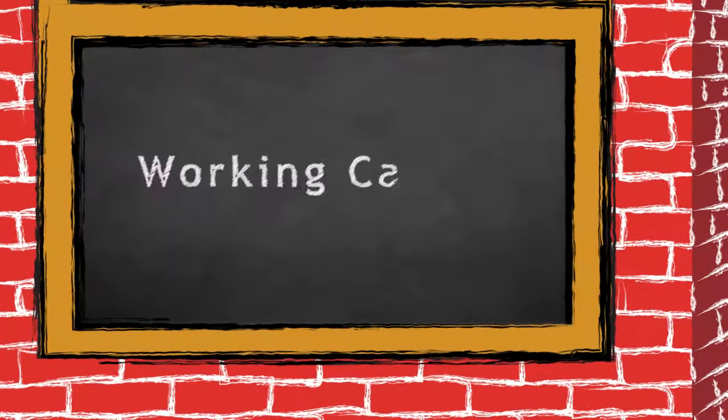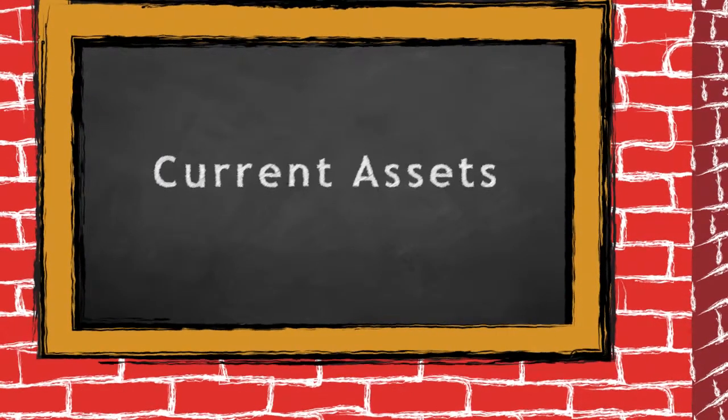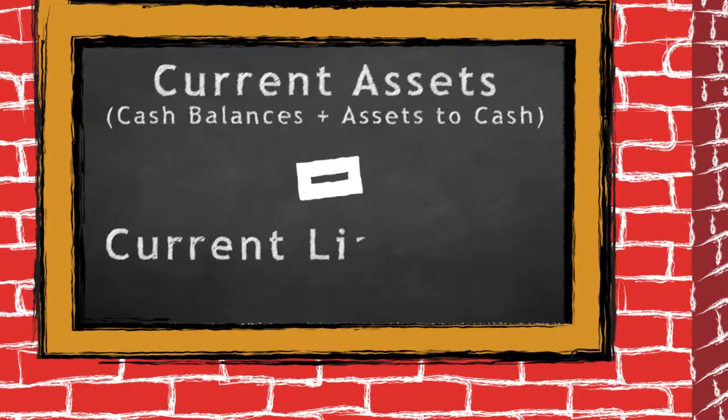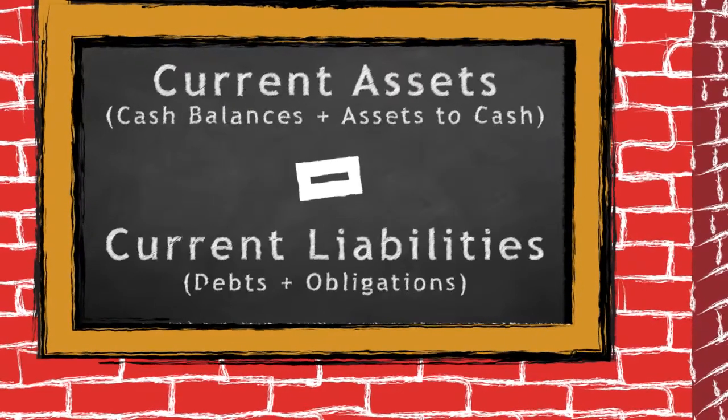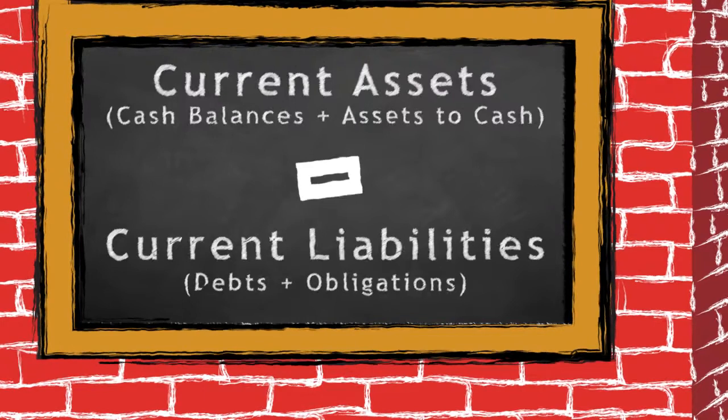To calculate your business's working capital, add up the total of the business's current assets. That's the total of the cash balances plus assets that you expect to turn to cash within the next 12 months. Then, subtract the business's current liabilities, the total of its debts and obligations that must be paid off within 1 year. Other business assets include business property and inventory.